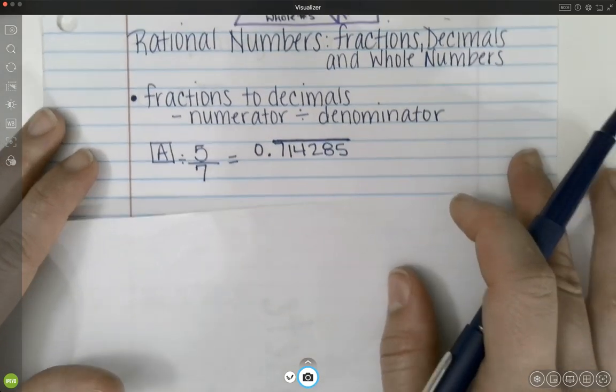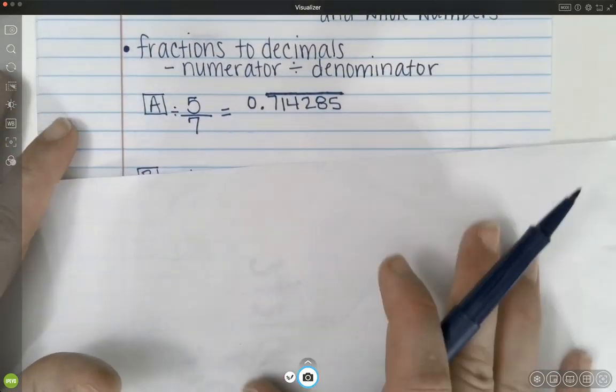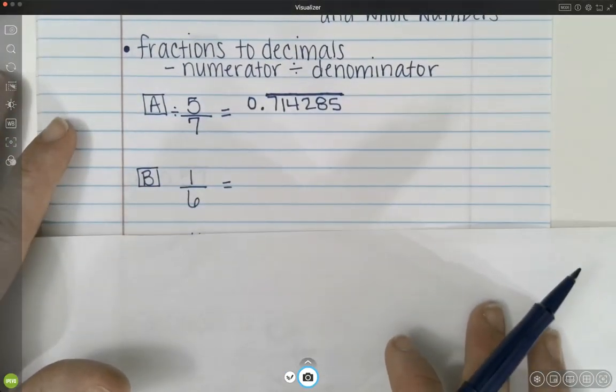Many of you have this habit of automatically rounding. We do not round unless they tell us to.